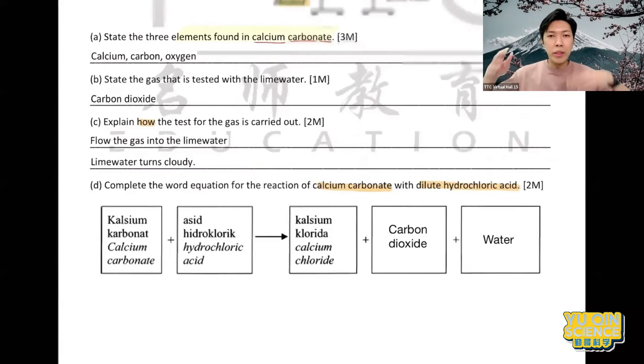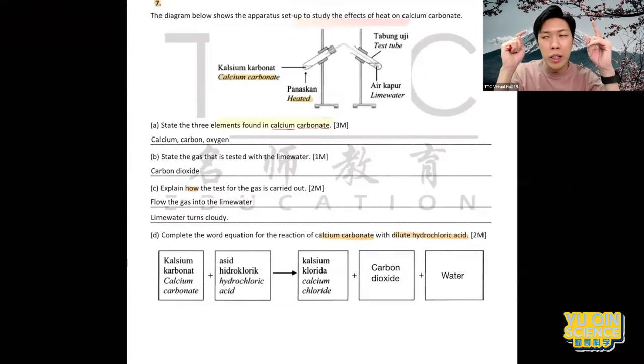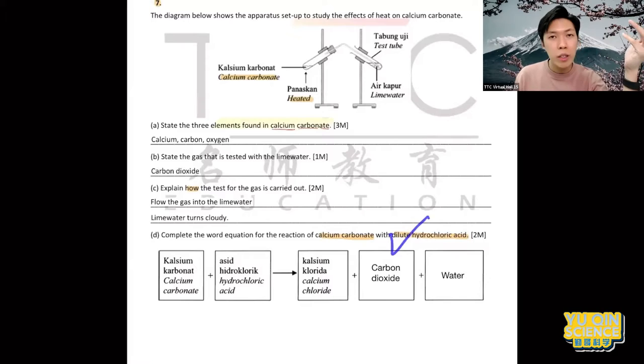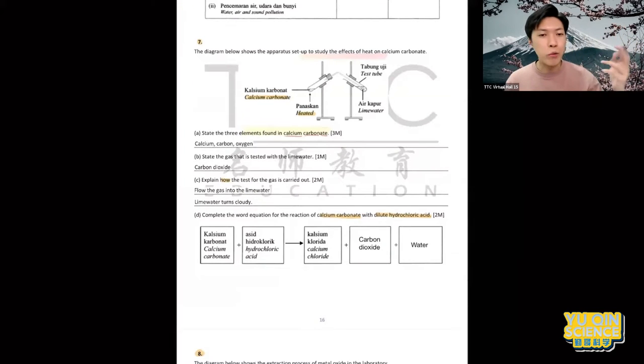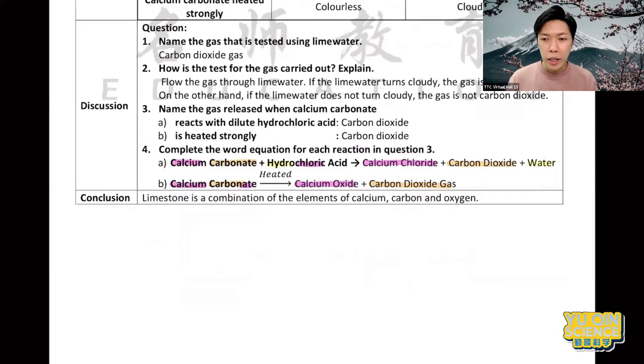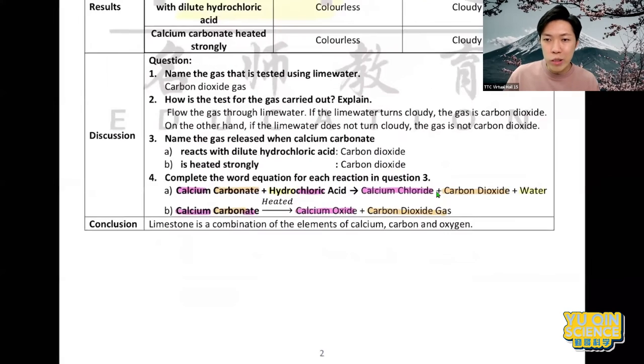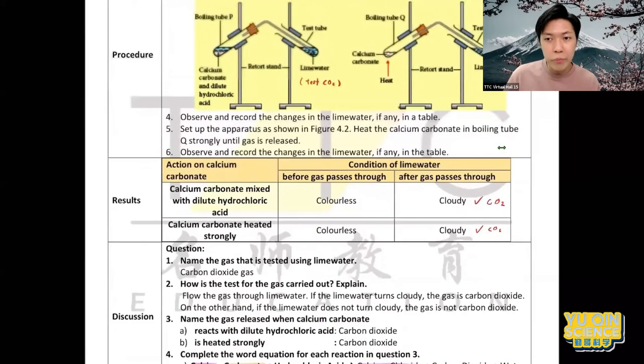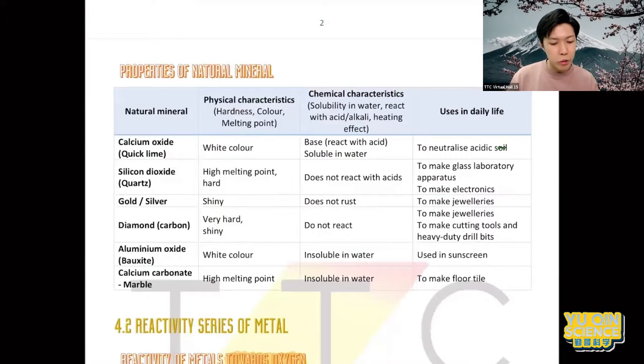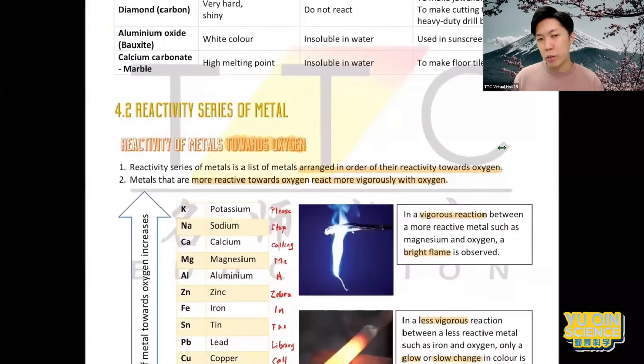Okay, good. That is the first experiment in your chapter 4, the calcium carbonate or limestone experiment. So we are here to prove there is carbon, oxygen, and also there is calcium. Okay, good. I think we move on to the next one. After the calcium carbonate experiment, the next one will be the reactivity series experiment.